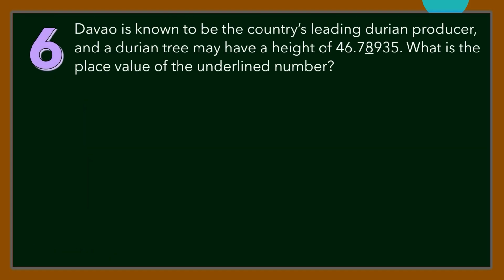Number 6. Davao is known to be the country's leading durian producer, and a durian tree may have a height of 46 and 78,935 hundred thousandths. What is the place value of the underlined number? Let us rewrite the given number. We have 46.78935, and the underlined number is 8. Let us recall the place value of each number in the decimal digits: tenths, hundredths, thousandths, ten thousandths, hundred thousandths. Therefore, the place value of 8, which is the underlined number, is hundredths.